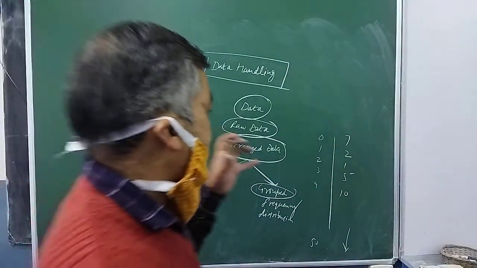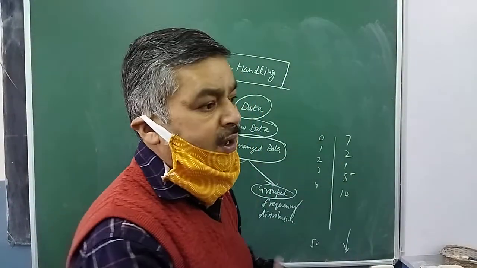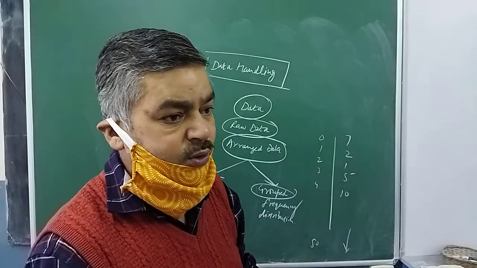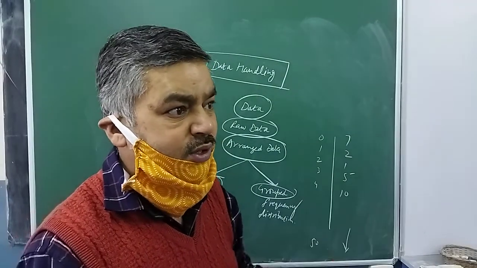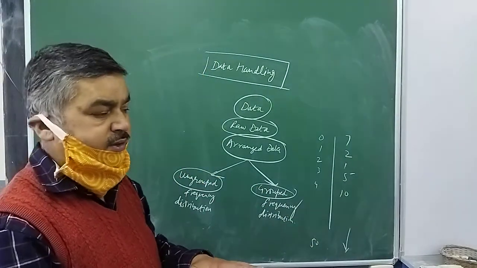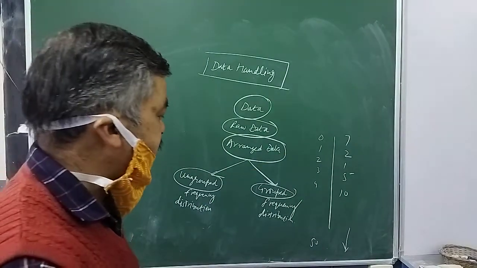So 0 is coming 7 times. 7 students are there who are scoring 0. The number of times the situation is taking place, that is called its frequency.